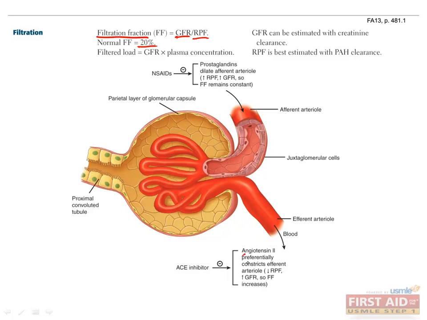For example, angiotensin II preferentially constricts the efferent arteriole, which leads to a decrease in renal plasma flow, but also leads to an increase in GFR by increasing the hydrostatic pressure gradient, so the filtration fraction increases to more than 20%. This and other changes in arterial dynamics are laid out in the following table.